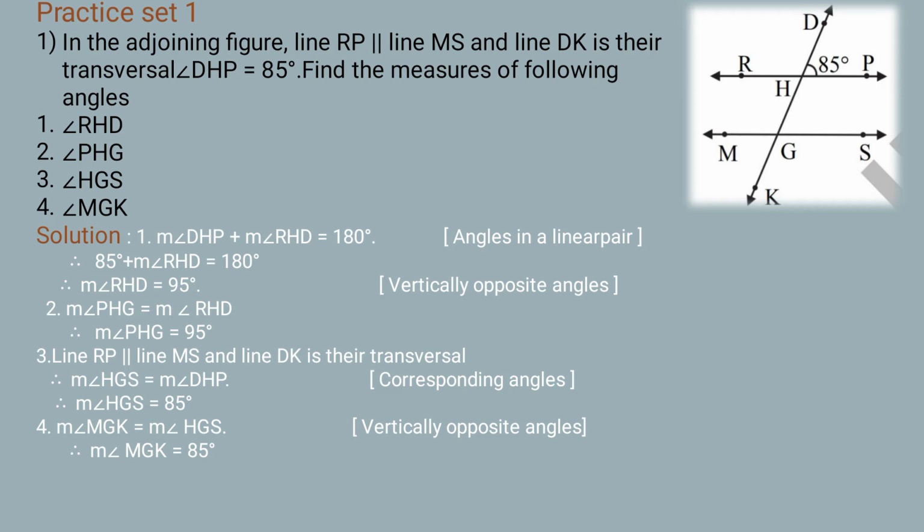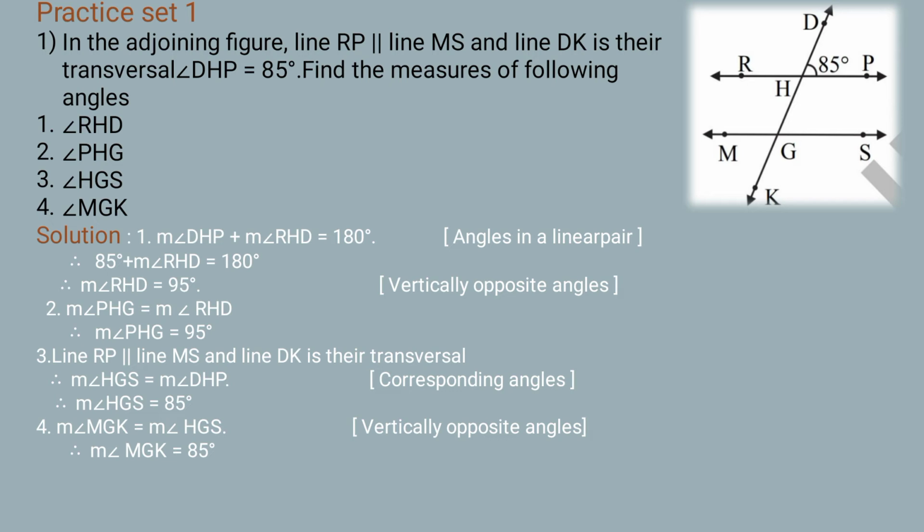Second, measure of angle PHG is equal to the measure of angle RHD by vertically opposite angles. Therefore, measure of angle PHG is equal to 95 degrees. Third, line RP is parallel to line MS and line DK is their transversal. Therefore, measure of angle HGS is equal to the measure of angle DHP by corresponding angles.